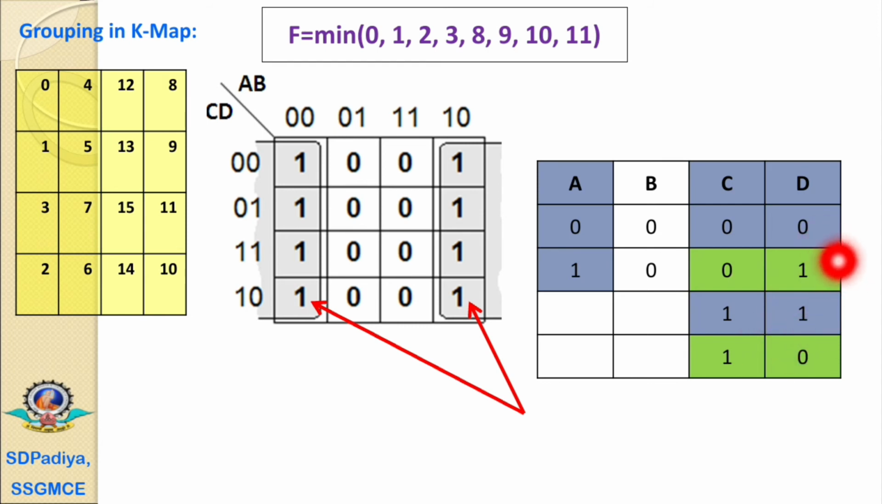Therefore, the first and third, 0 0 and 1 1, they eliminate each other, and this 0 1 and 1 0 eliminate each other, and the entries for the A are 0 and 1. Therefore, A is also eliminated. Then what remains? The 0 for the B. Therefore, the finally simplified expression is B dash. It is a way to find out a simplified expression. There is no need to solve all these expressions.